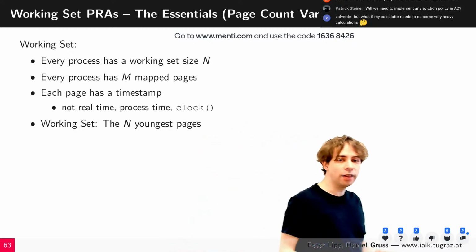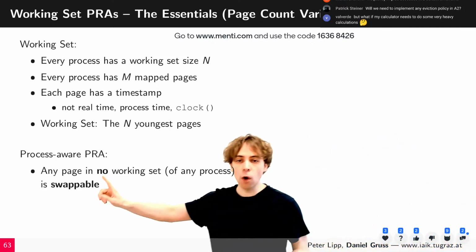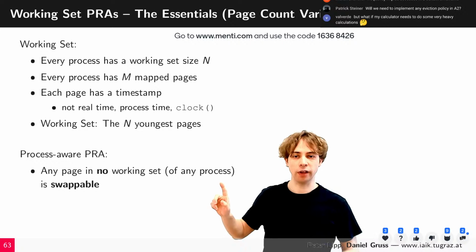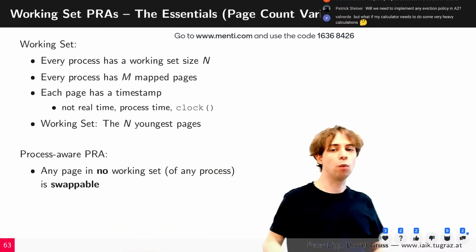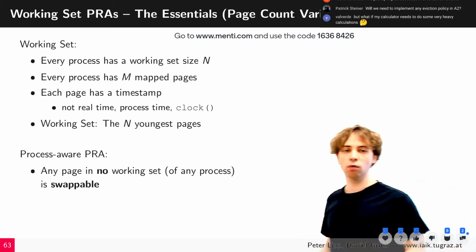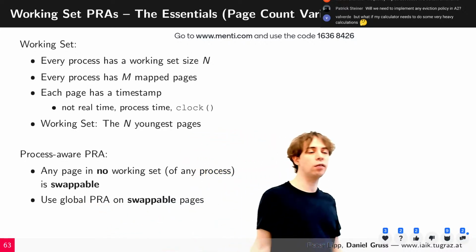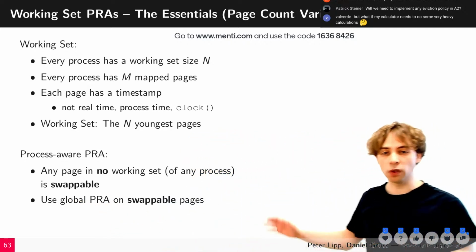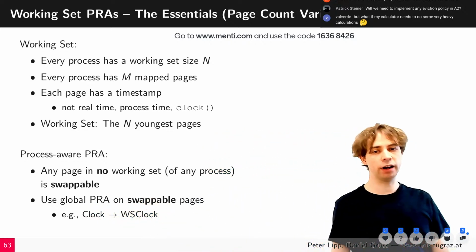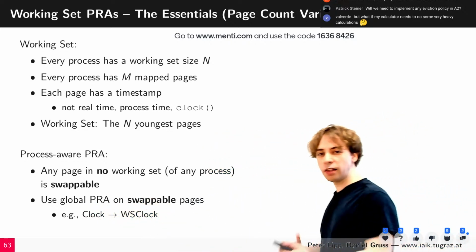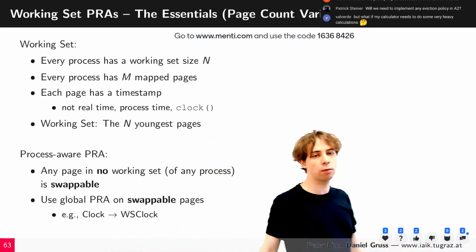Process-aware PRAs now swap a page that is in no working set of any process. These pages are considered swappable. One of these pages will be swapped when there is a need to swap a page. And then you use a global PRA on these swappable pages. Anything, for instance, using clock, you get working set clock. Very nice. So this means that we just have to decide, is it in a working set? If not, use an algorithm that we already have.